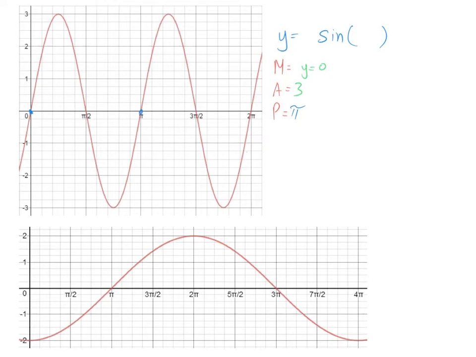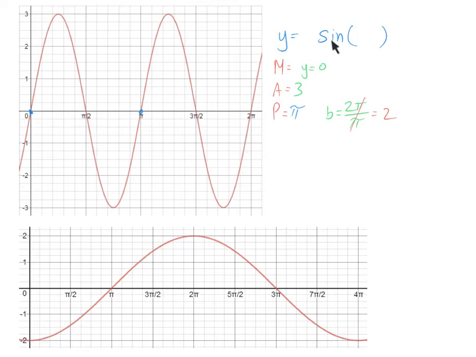Now the problem is, pi does not tell me your b value, because you don't need a period, you need a b value. So we need to convert this to a b value. To find b, you're going to take 2 pi and divide by your period, which would give us 2. So I know my b value is 2. That's going to be important in a second.